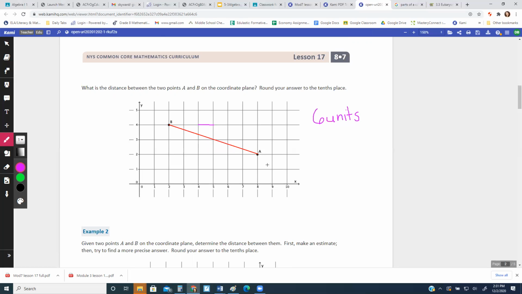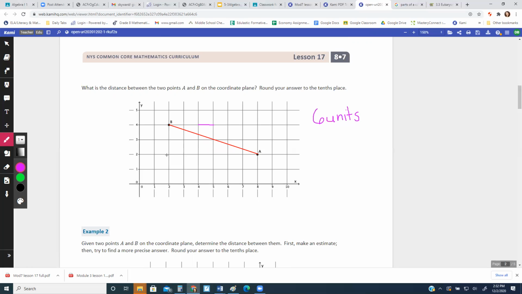So how would we figure this out? Because I don't have the ability to pick up this little guy and measure to be able to see how many units there are. I can't digitally do that. There's no way. If I had a ruler, I could whip out my ruler and use that, but we're not going to do that. There is another way.